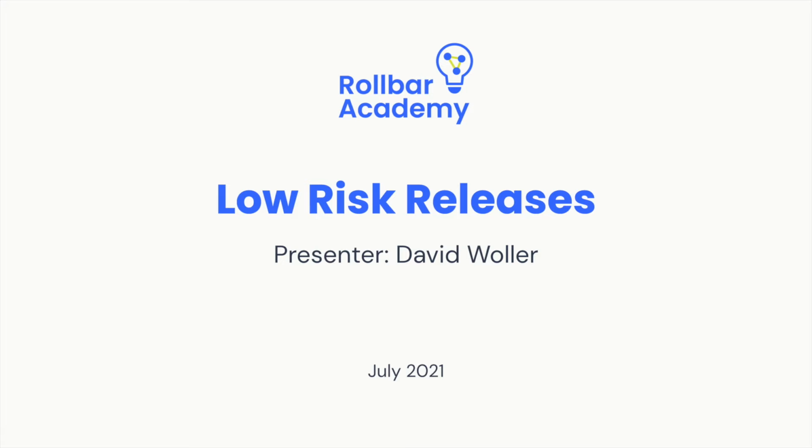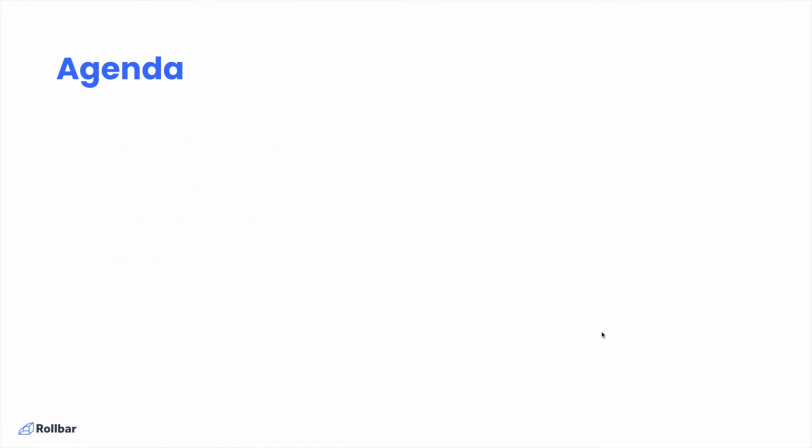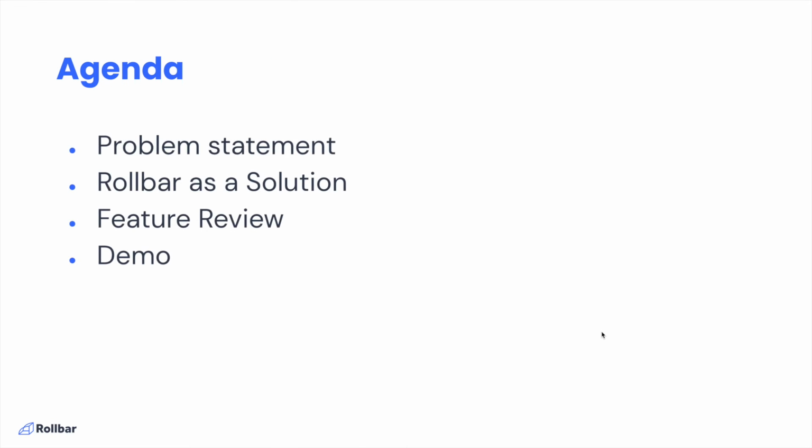In this video, we'll be looking at how Rollbar can assist with the release process and help to reduce the amount of risk with those releases. So for this video, first we will introduce the problem that developers face at this step in the software development lifecycle. Then we'll look at how Rollbar assists with that problem, how we can help to solve it. Then we'll do a feature review, talk about the features involved in this process, and then we will do a combination demo and sort of educational dive into those features.